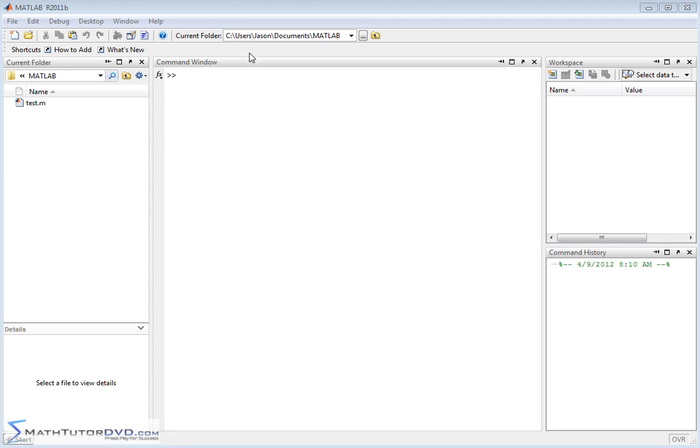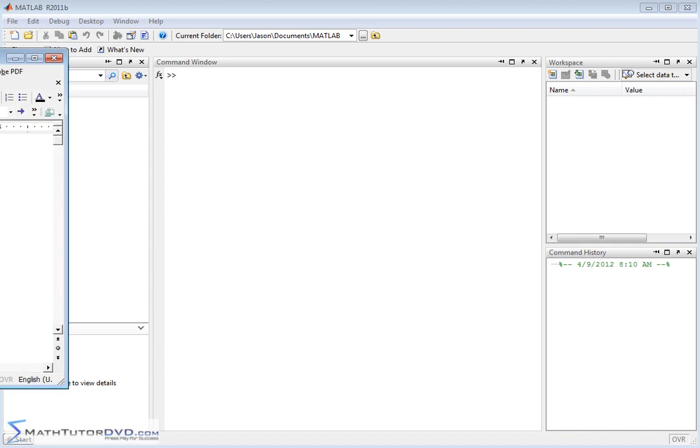In this section we're going to begin to learn how to use MATLAB to solve algebraic equations, so to do basic algebra and solve simple equations. There's a couple of ways to do this. The easiest way to do it is to take an example and take it one step at a time.